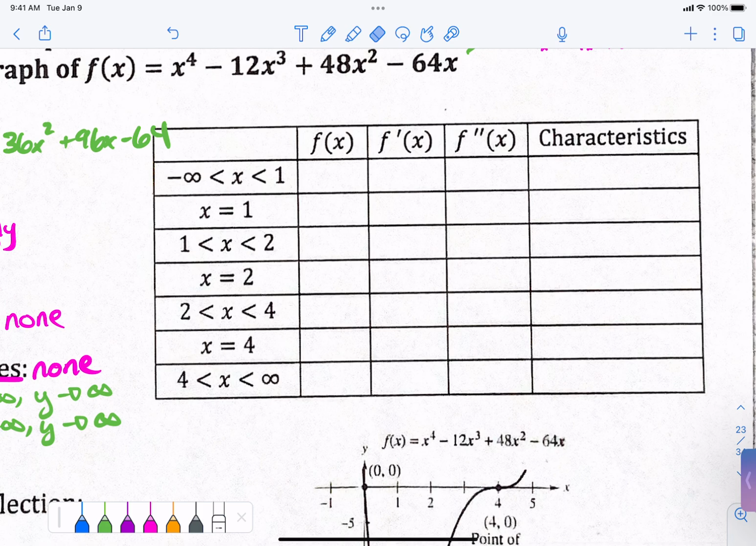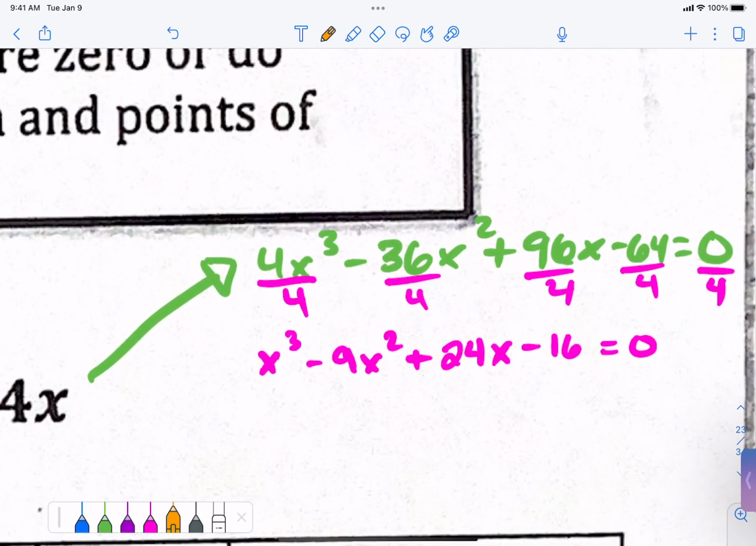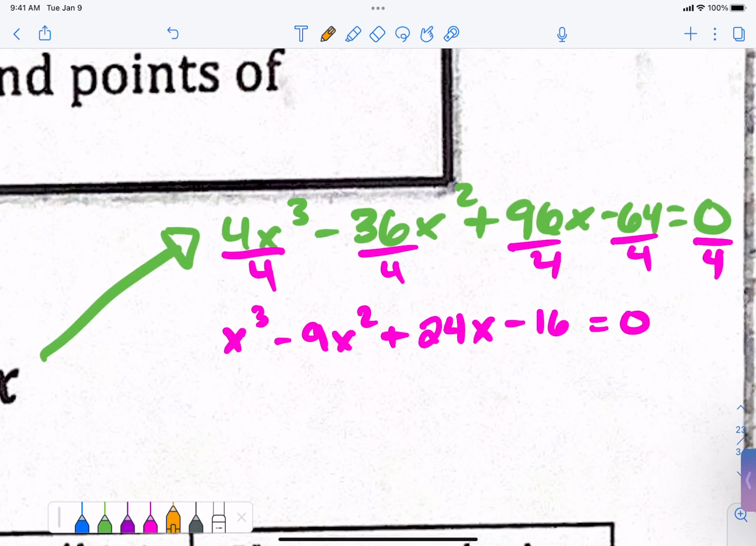I already have the answer right here. x is 1, x is 2, x is 4. But I don't know which one's from the first derivative. Let's do the second derivative and we'll come back to the first derivative. What's the second derivative?